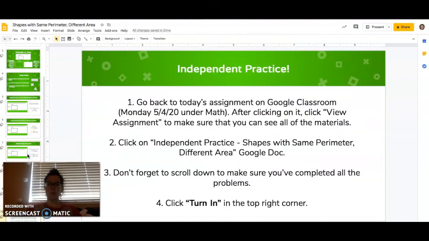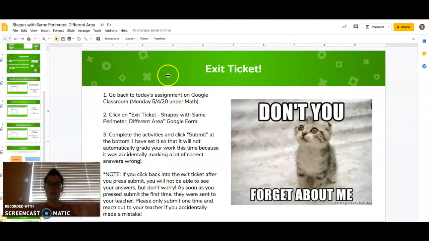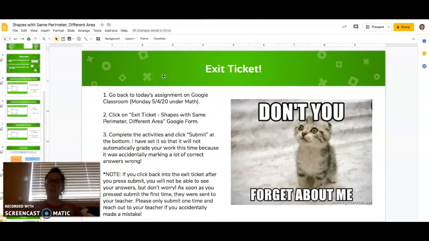Doesn't want to work for me. There we go. All right. So for your exit ticket, I've seen a lot of scholars who seem to be doing one or the other. They seem to be choosing the independent practice or the exit ticket, but you need to make sure that you do both, right? That's why I put this silly meme here. Don't forget about me, right? When you finish watching this video, just go and do both. They're not that long, okay? The directions don't say to pick one.